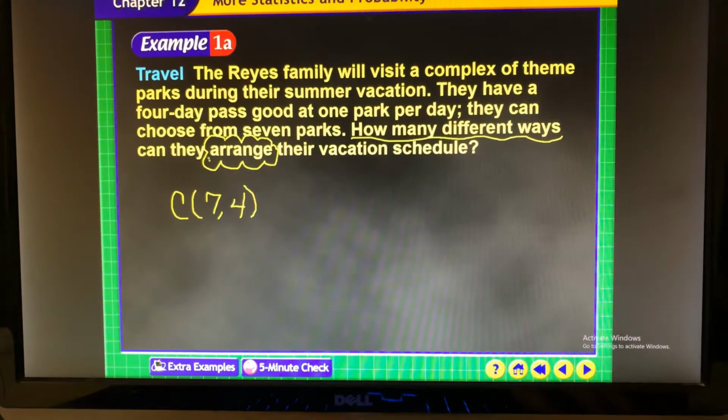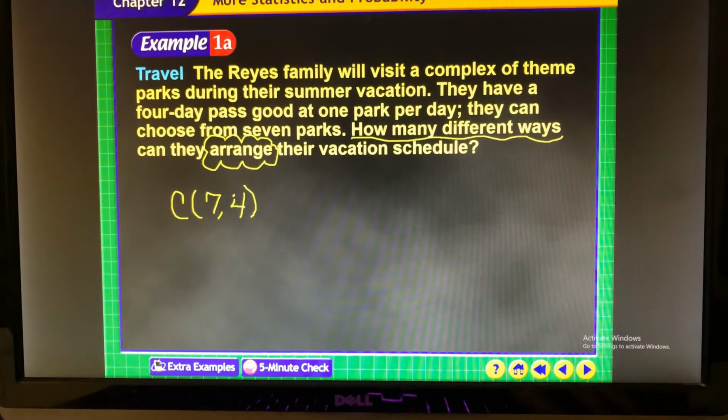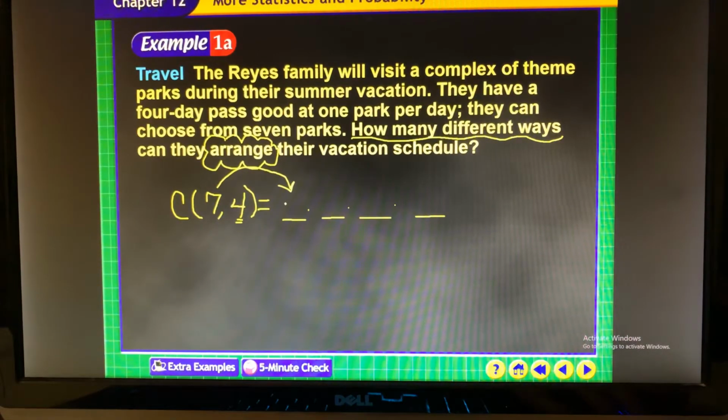So I want you to notice a couple of things. The first number is always going to be your larger number. The second number is always going to be your smaller number. And it's always going to be, this is how many choices you get to choose, and this is the total number of choices that you get to choose from. This number is really important because that number tells me how many lines to draw. Like that.